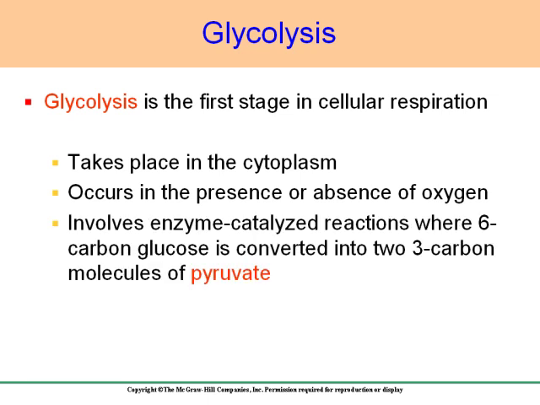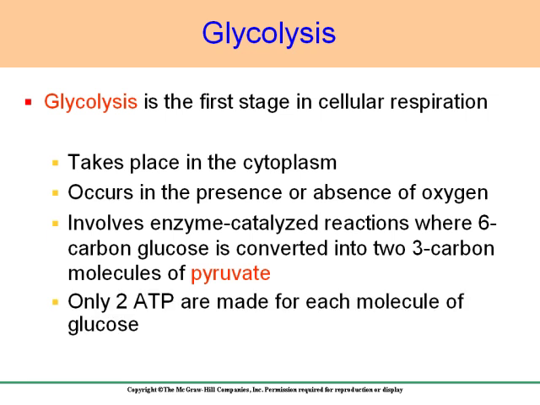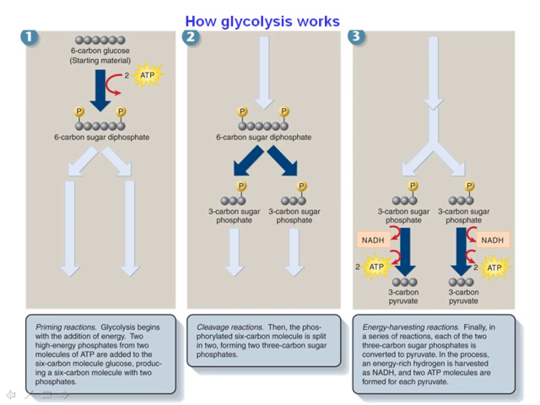It involves enzyme-catalyzed reactions where 6-carbon glucose molecules are converted into 2 3-carbon molecules of pyruvate. Basically, you're taking glucose and splitting it in half. Only 2 ATP molecules are made for each molecule of glucose. Hence, a small amount of ATP is resulting from the process of glycolysis. So how exactly does glycolysis work?